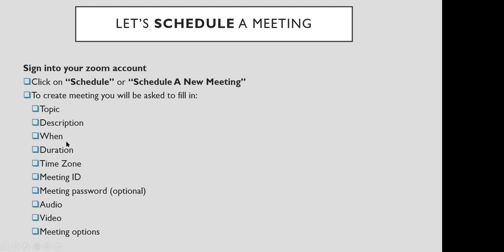And you select when. So you select the date, how long the meeting will be, 1 hour, 2 hours, an hour and a half. The time zone. So typically if you're in California, it'll be Pacific Standard Time. You will have a meeting ID. And the meeting password, like we said, it's optional.